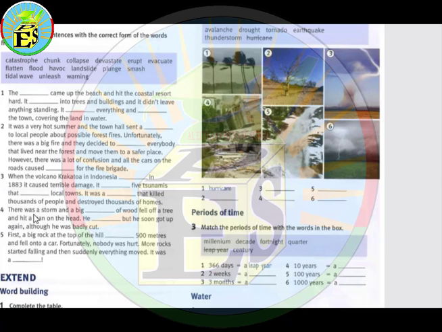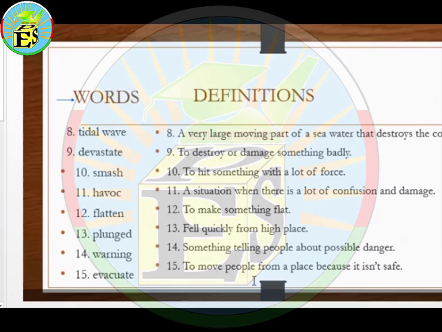Number 4. There was a storm and a big dash of wood fell off a tree and hit a man on the head. He dashed, but he soon got up again although he was badly cut. You got the missing words? I hope so. Number 5. First, a big rock at the top of the hill dash 500 meters and fell onto a car. Fortunately, nobody was hurt. More rocks started falling and then suddenly everything moved. It was a... Okay, let's check your answers together.